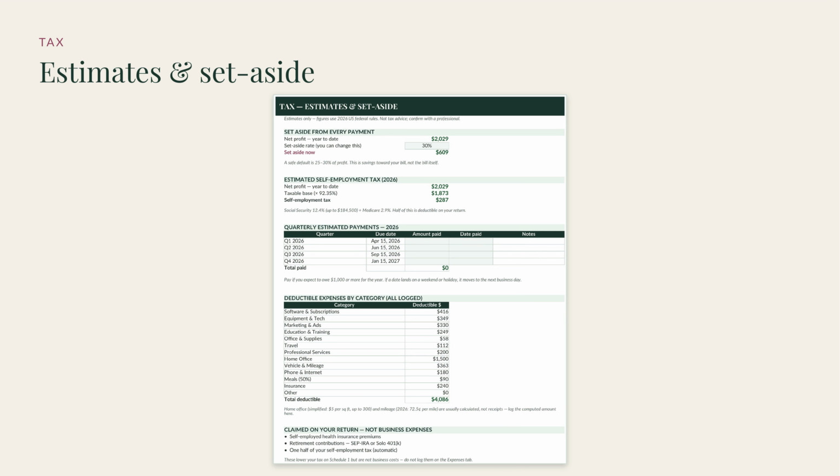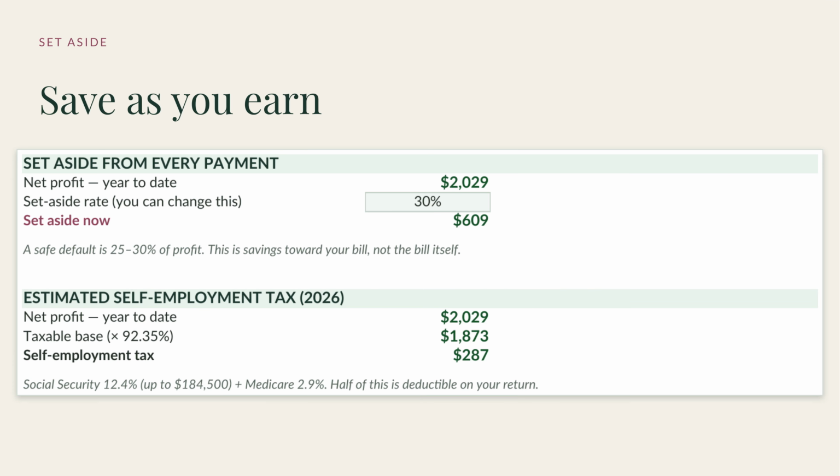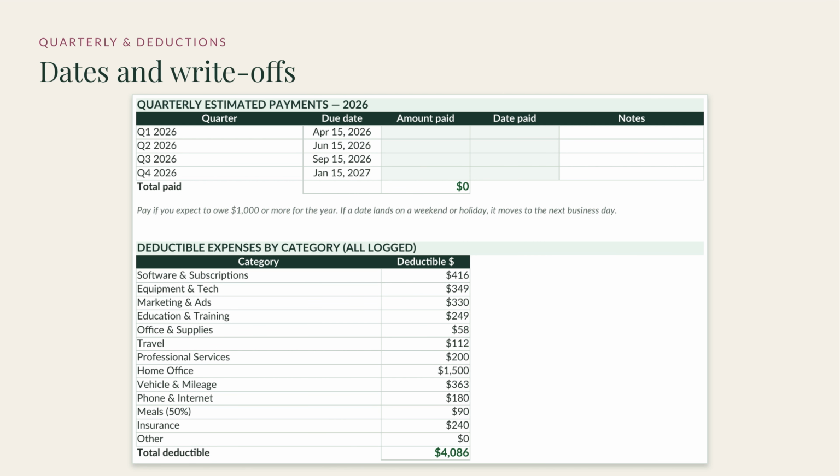The Tax tab provides estimates to help you plan. Note that these figures are based on tax rules and should be used for planning purposes. Always consult with a professional to confirm your specific tax liabilities. Use the Set Aside tool to save for your future tax bill. By designating a percentage of your profit to hold back, a quarter to a third is the safe habit, you can manage your tax obligations without experiencing financial surprises later in the year. Monitor your quarterly payment schedule and view your summarized deductible expenses here.